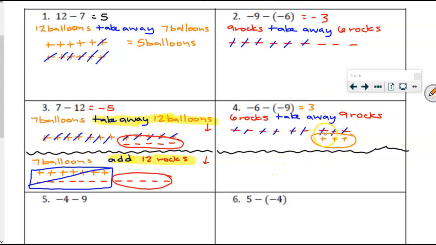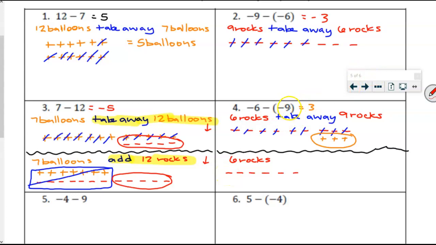But again, you guys had to wait so patiently as I drew those 0 pairs, right? You also probably had to draw those 0 pairs. So let's look at another way to think about this problem. Still going to draw those 6 rocks because we have to start with our 6 rocks. 1, 2, 3, 4, 5, and 6.